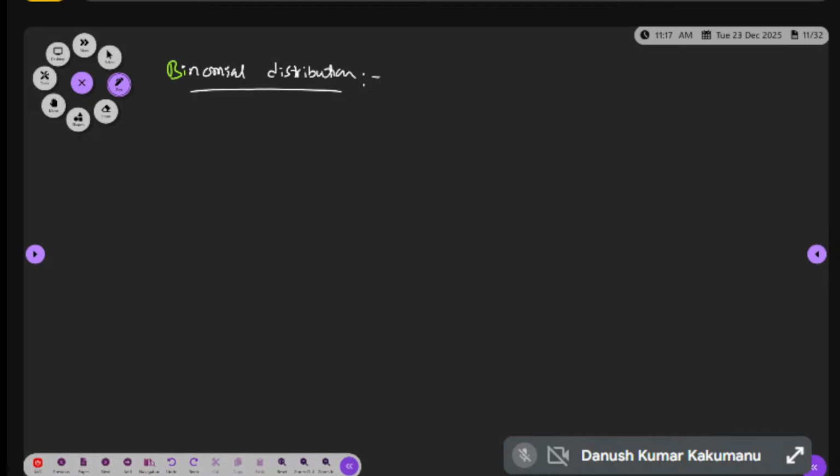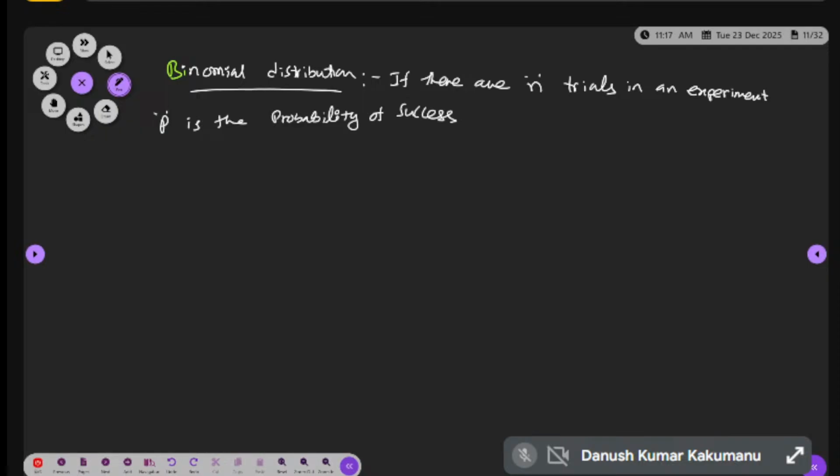Binomial distribution. What is the statement? If there are n trials in an experiment, p is the probability of success, and q is the probability of failure.